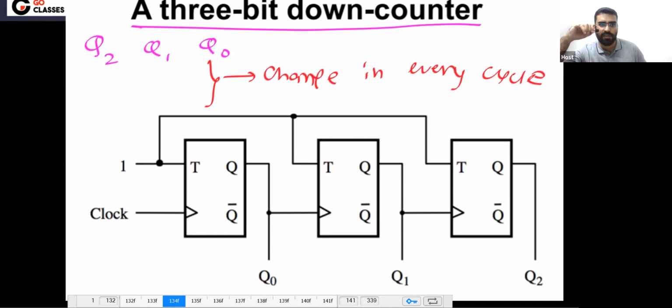Okay, next. When should this change, tell me. I am taking the down counter. Remember, we are talking about a binary down counter.